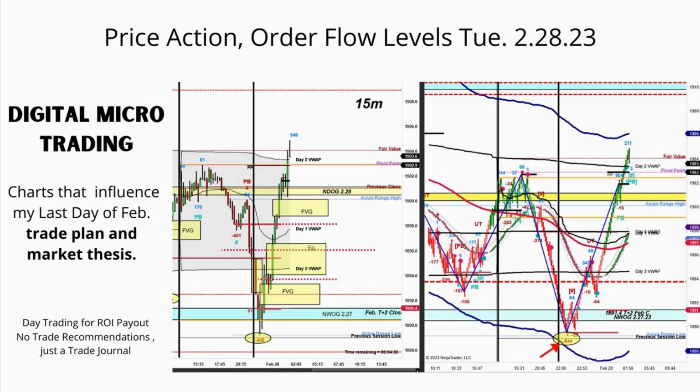Day trading for an ROI payout. No trade recommendations. It's just my trade journal. And we're going to do the charts that are influencing the last day of February for my trade plan and market thesis. Price action, order flow levels, above and below for Tuesday, 2/28/23. So let's get at it.